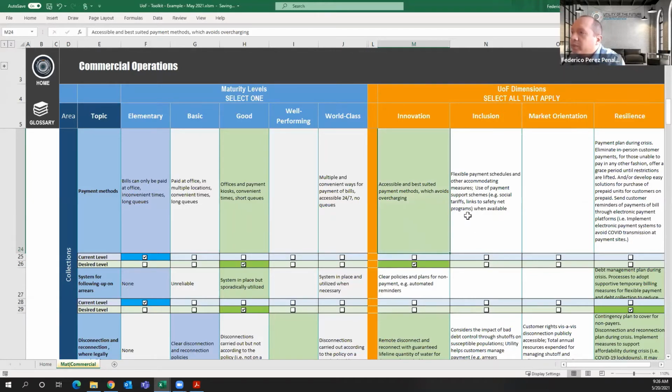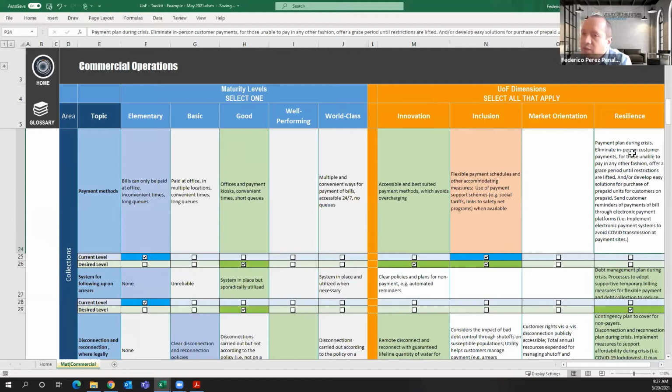For the inclusion, again, you have another practice related with how flexible the payment is for the different kind of users. So if you use a payment to support, if you have, for example, social tariff or different methods that can make the process more inclusive, maybe for you it's not important, so you just have to leave it like that, or maybe you are working on that and the idea is that you still want to do this practice. And for resilience, that is something that is becoming more important, mainly because of the COVID.